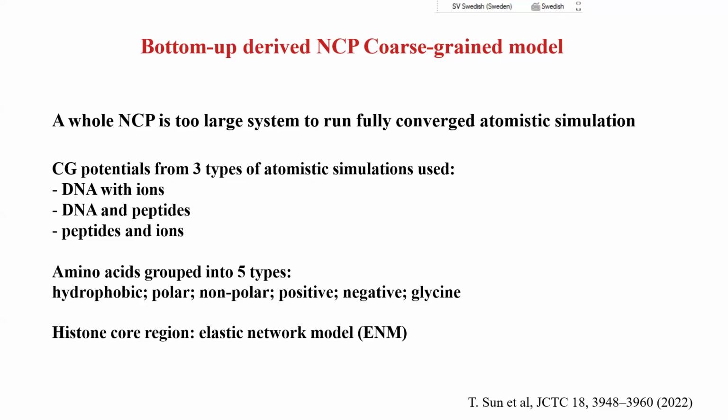And in this coarse grain model, amino acids for protein amino acids are grouped into 5 different groups: hydrophobic, polar, non-polar, positive, negative, and glycine. And for histone, the protein in the middle, the core part, we use elastic network models, which are very simple, but still very good and robust models.